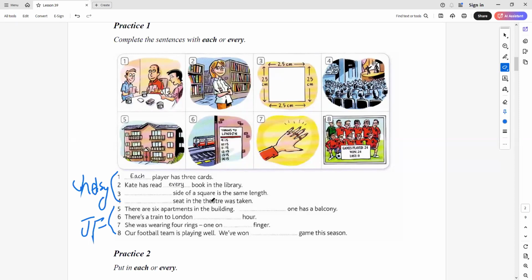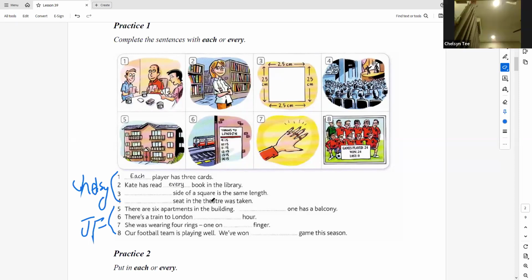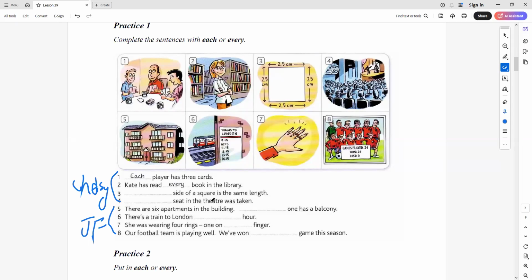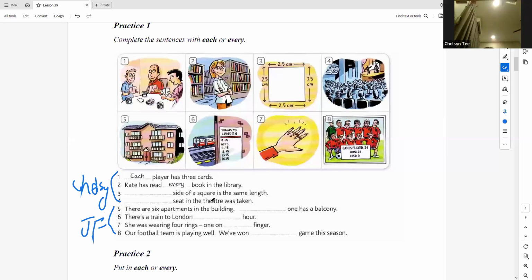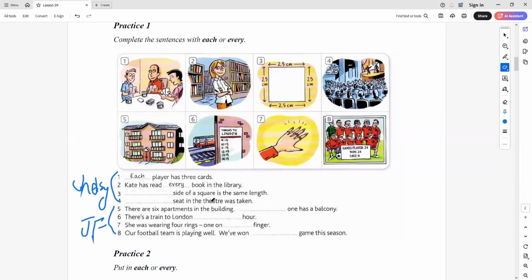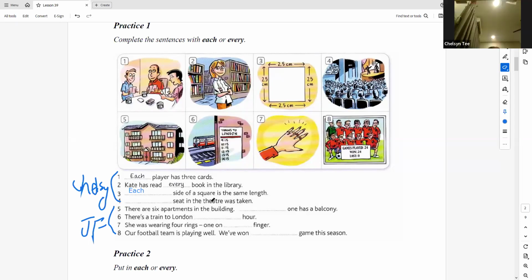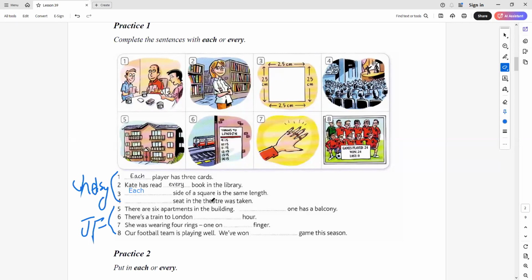Okay, Xiaoxin. Each player has 3 parts. Every book, all the books have a different color. Number 3, each side. Okay, each corner, each one. Number 4, every seat in the theater was bigger, so all the seats. Okay, thank you, Xiaoxin.